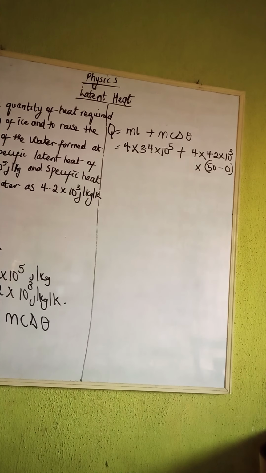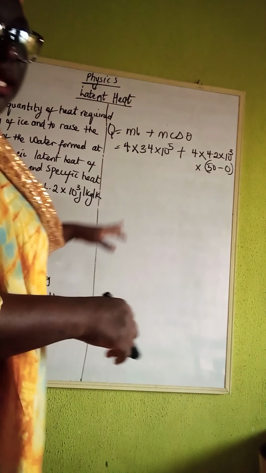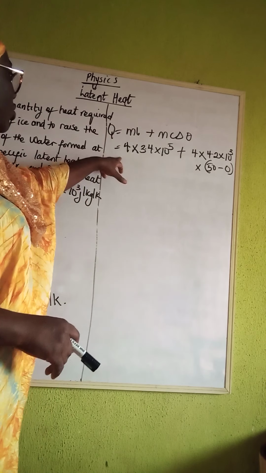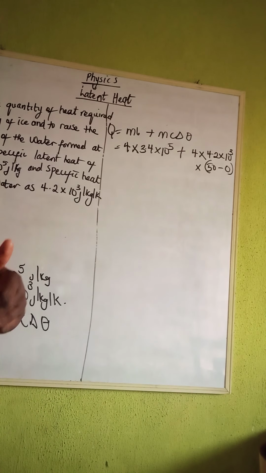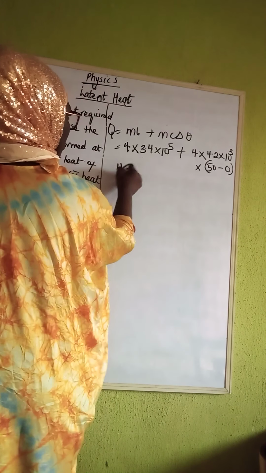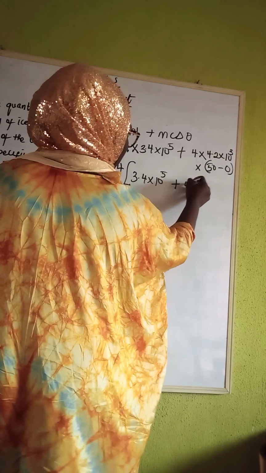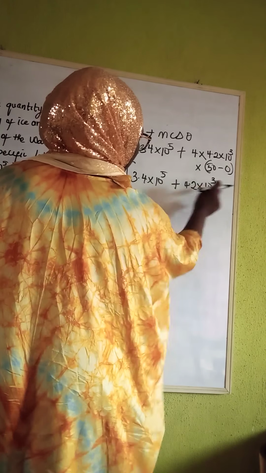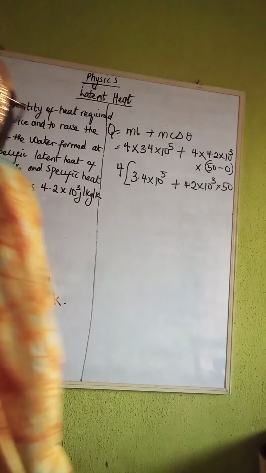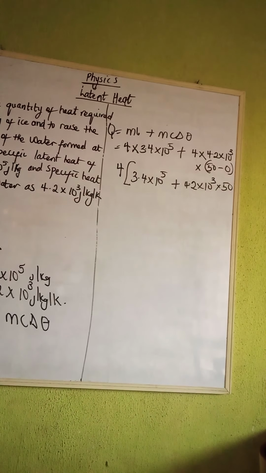What is our ml? That is the 4 times this L. This is the L given to us, while this one is the specific heat capacity. So having gotten that, let's use our calculator to move ahead. Since 4 is common, we can just say 4 into brackets 3.4 times 10 raised to power 5 plus this. You do this one times 50 separately. Is that taken? Let me use the calculator.